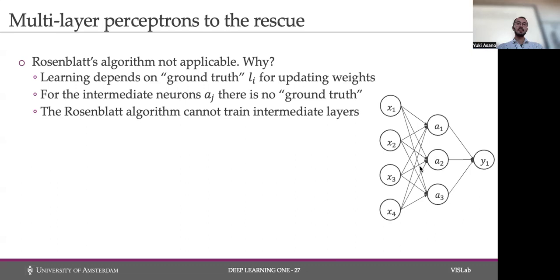So now we've arrived at this point in 1969, where Minsky published this book. Everyone sort of got disappointed in neural networks. Rosenblatt actually died. Not because of that, I think.